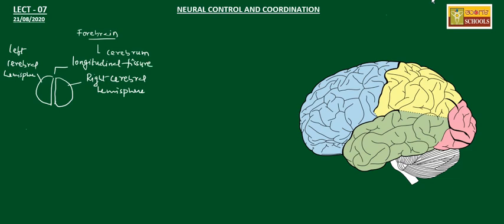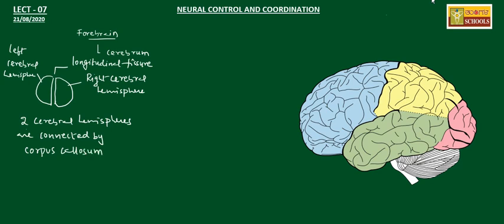These two cerebral hemispheres appear to be separate, but actually at the base, the two cerebral hemispheres are connected by the corpus callosum. So two cerebral hemispheres are connected by corpus callosum.